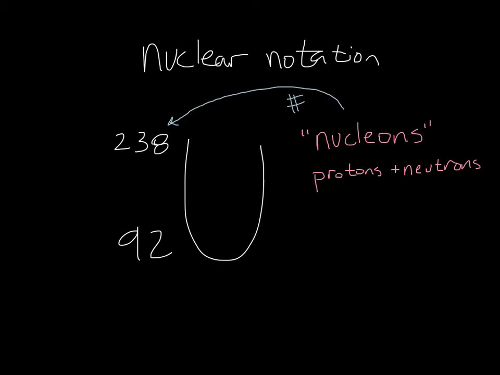Now this bottom number tells us the number of protons. And that means if there are 238 nucleons and 92 of those nucleons are protons, then it's very easy to figure out the number of neutrons. The number of neutrons would just be the total number of nucleons, 238, minus the number of protons, which tells us there are 146 neutrons inside this particular element.